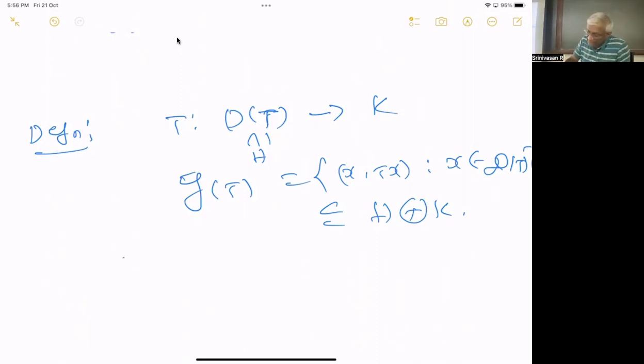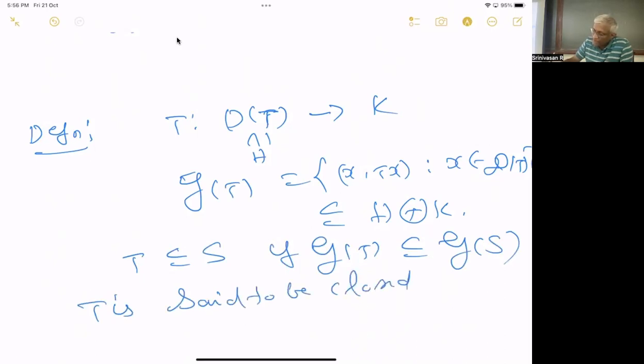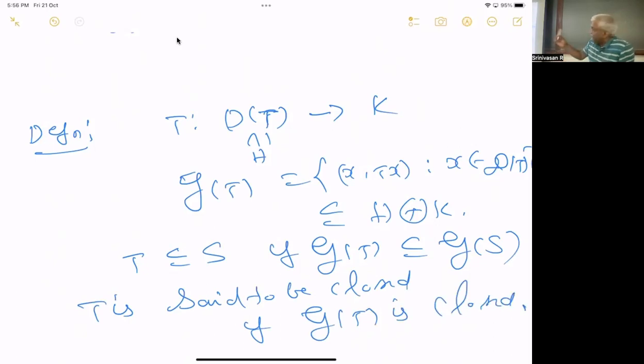Okay, so that we say T is contained in S, if graph of T is contained in graph of S. They are subspaces, no? If graph of T is contained in graph of S, we say T is contained in S. Okay. So this is the definition. And another definition is T is said to be closed. I mean, the operator is said to be closed if graph of T is closed.